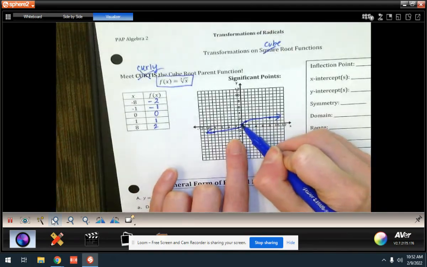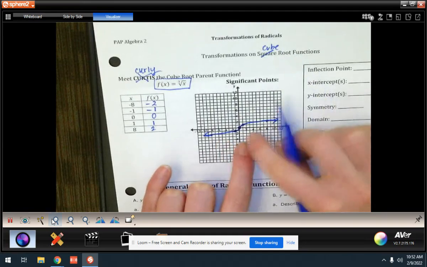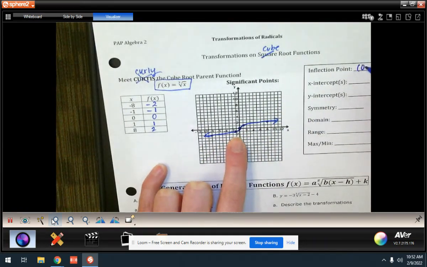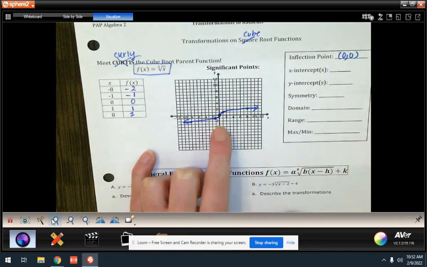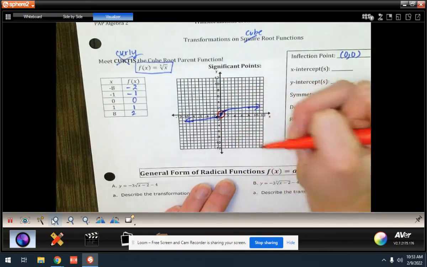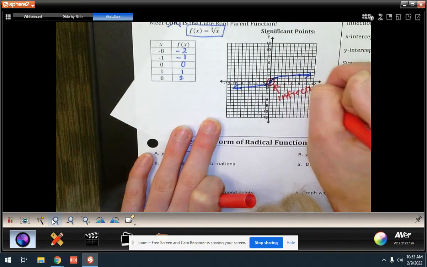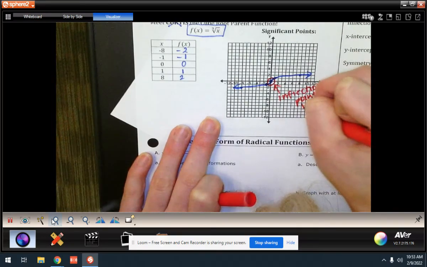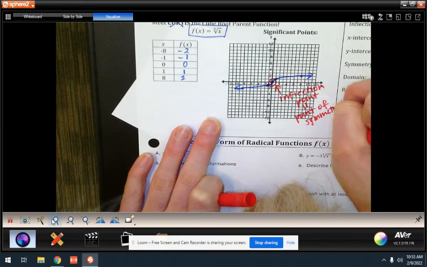Okay, and so where we have that change in concavity, we talked about this with the cubic parent function. That's called an inflection point, where it changes direction. And so that's at 0, 0 for our parent function. Okay, and so this is also the point of symmetry, because it has rotational symmetry. If I rotate it about the inflection point, it will look exactly the same. Looks exactly the same. So this is the inflection point, but it is also the point of symmetry. So if a test question asks for either of those things, they're asking for the exact same thing.